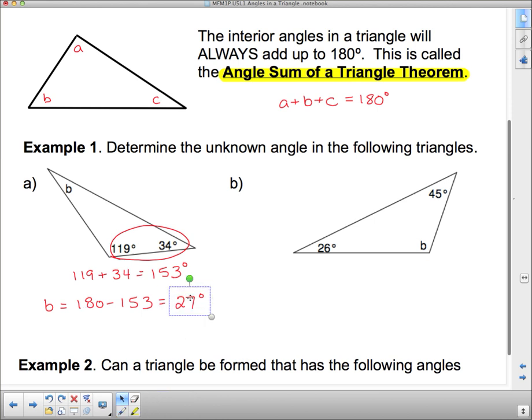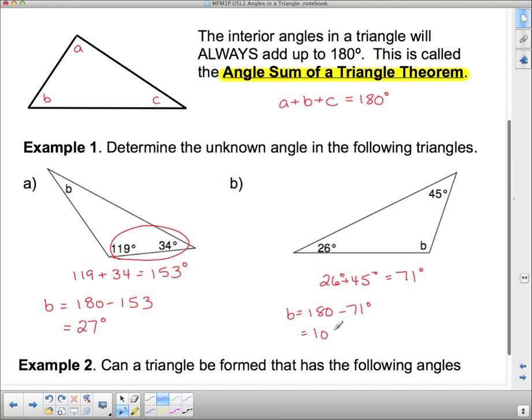And let's make this proper math form. Put the 27 down there and get rid of that equal sign. Now we're going to do the same thing with this one. I know that those three things have to add up to 180 degrees. So I go 26 plus 45, because those are the ones that were already taken up, and that is 71 degrees. Then my B is going to equal 180 minus 71 degrees, which is 109. All right, so that was easy enough.